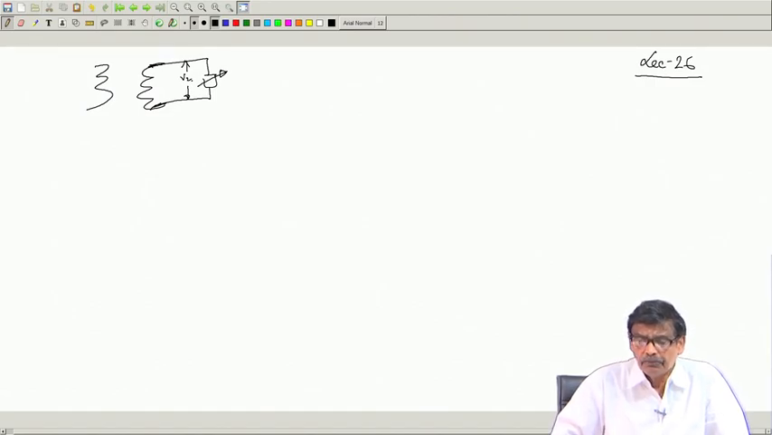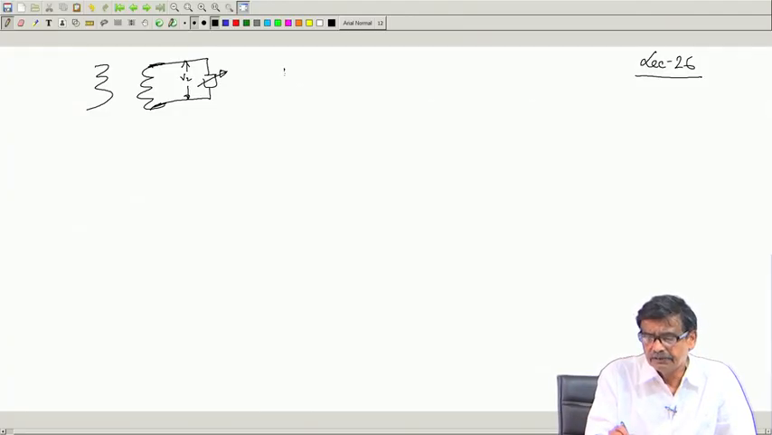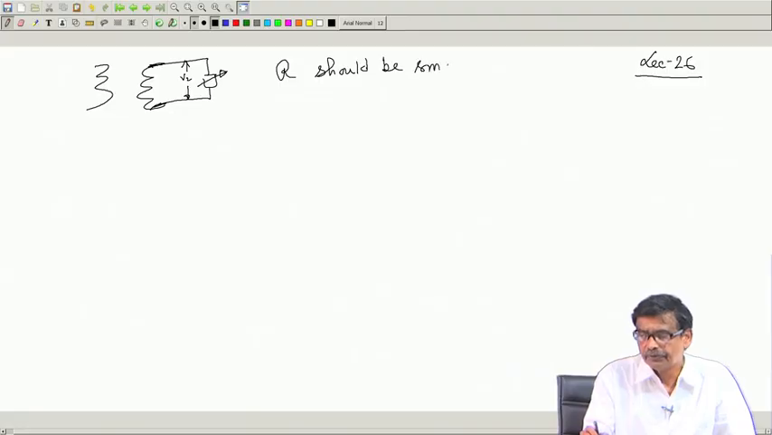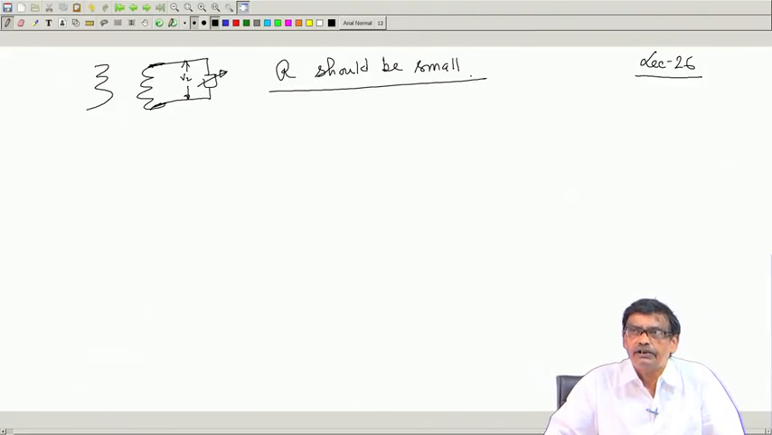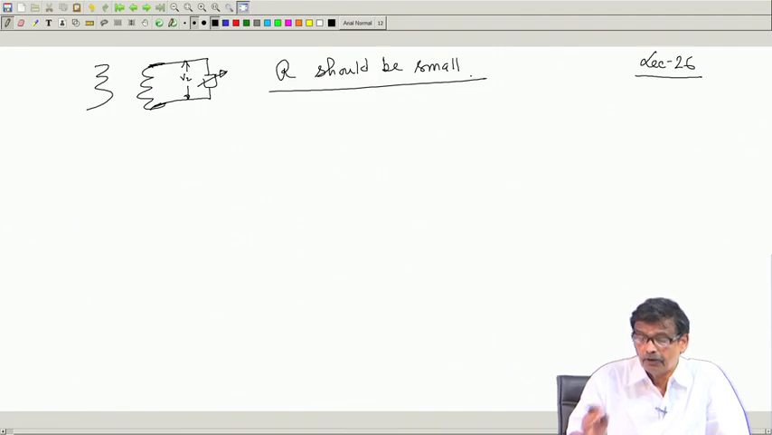So, regulation should be small, maybe 2 to 5% of the rated voltage. That is one thing. Therefore, regulation should be small, no doubt, so that the constancy of voltage across the load is not disturbed that much. Now, how should this be made small?